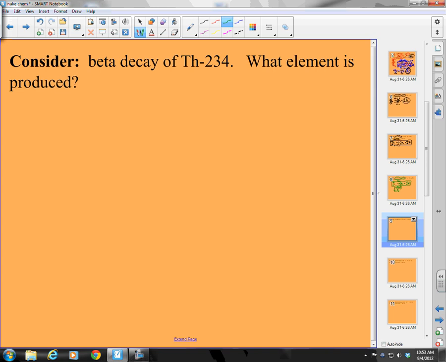There you go. Beta decay of thorium-234. Put me on pause, and when you're done, bring me back. Okay. Piece of cake, right? It was easy. Well, I hope so. Beta decay, what kind of particle is emitted? Well, it's going to be an electron, and we represent the electron with 0, minus 1.